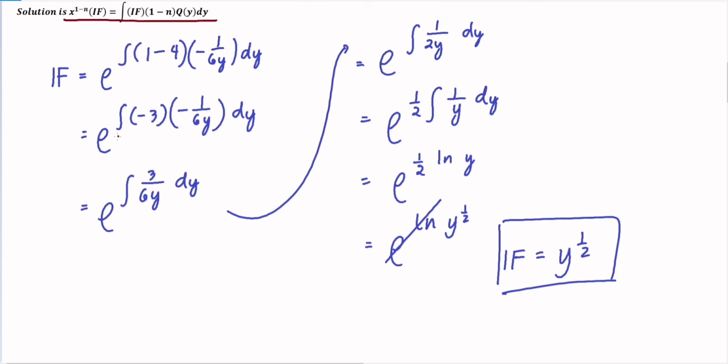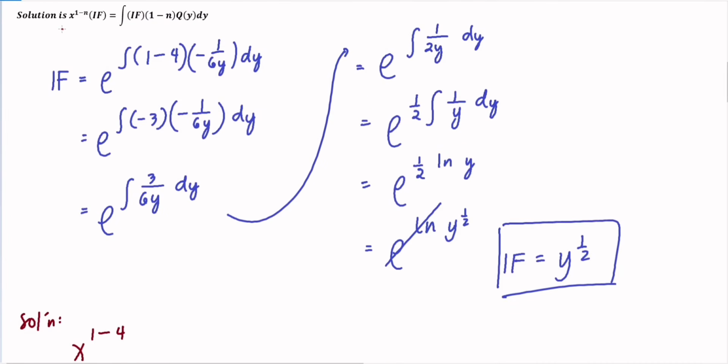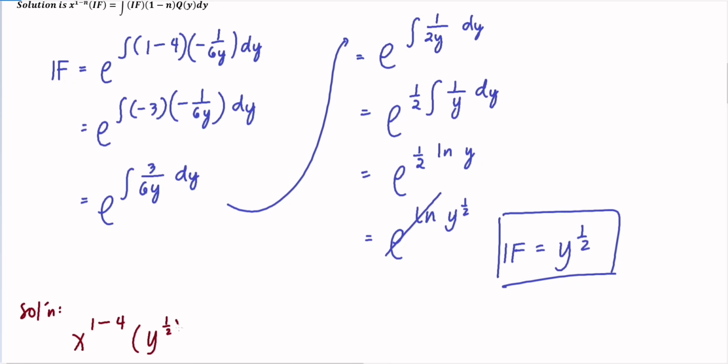Ito guys, iba na ang itsura ng solution. Kung kanina y raised to 1 minus n, ito naman x naman. No? So, we will have x. Solution na to guys. Ayan. So, x raised to 1 minus n natin dito ay 4. Tama ba? Ayan. N is 4. Okay. Kinokopya ko lang to guys ha. Ito. Yung solution. Multiplied daw by the integrating factor na nakuha natin na y raised to 1 half. Okay. Equals the integral. Ito. Of the integrating factor na y raised to 1 half times 1 minus n. 1 minus 4. Times q of y dy.